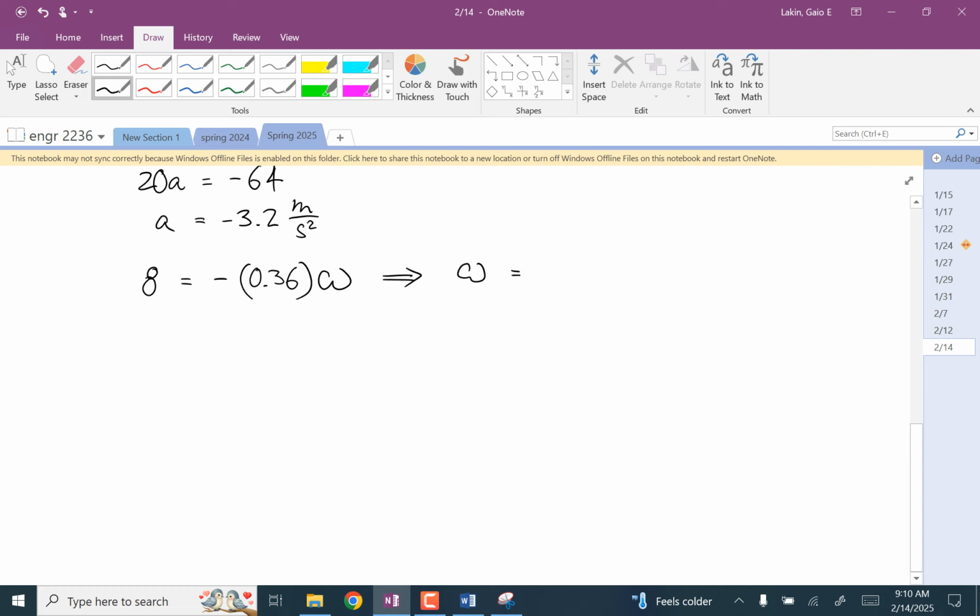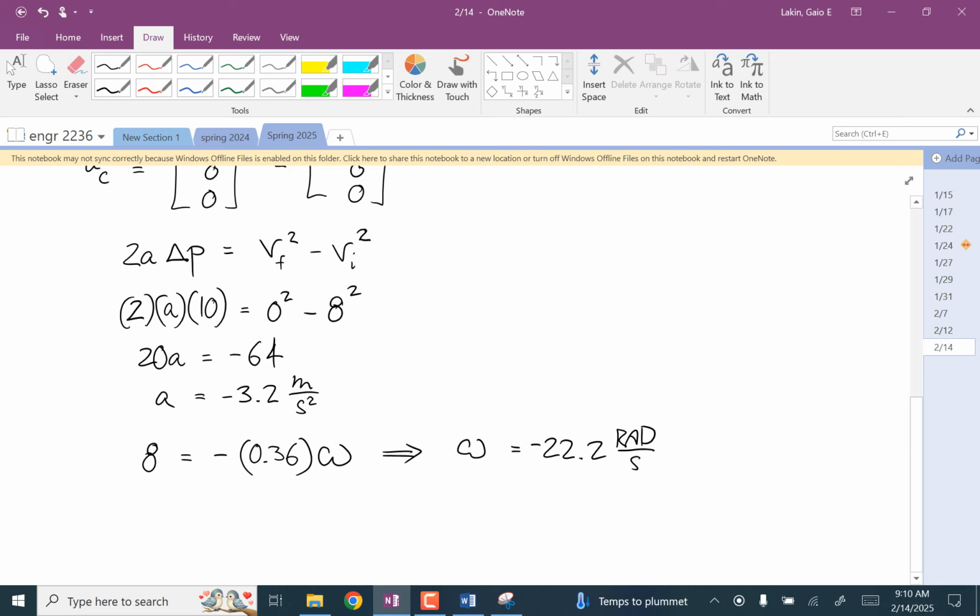And so omega is 8 divided by 0.36. I don't have my bag. Can someone punch that in? 22.2. 22.2 radians per second, and this is negative.